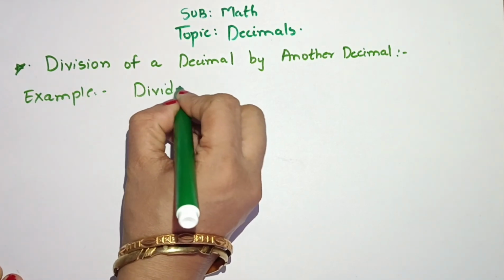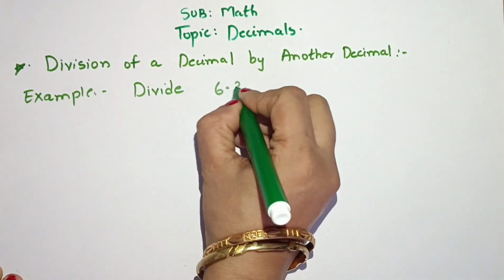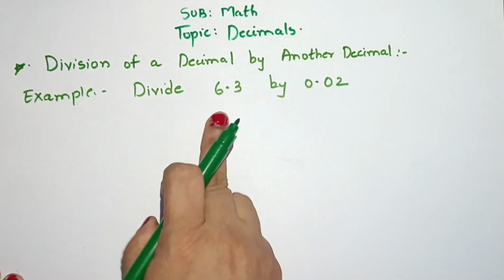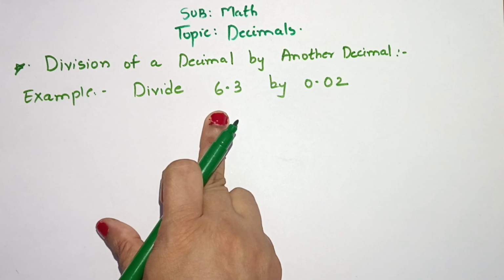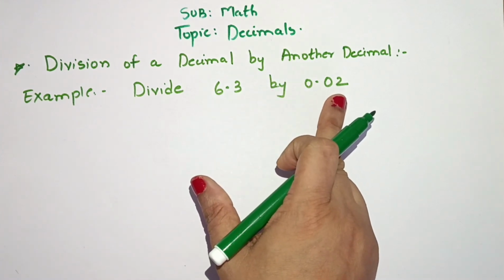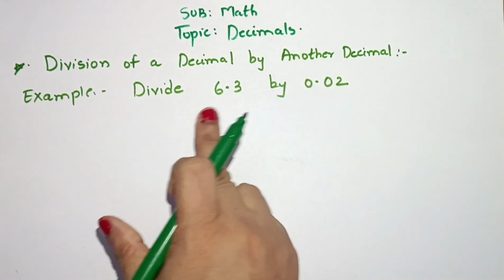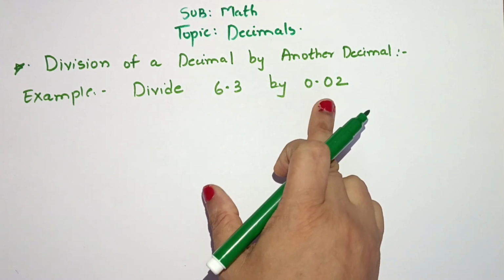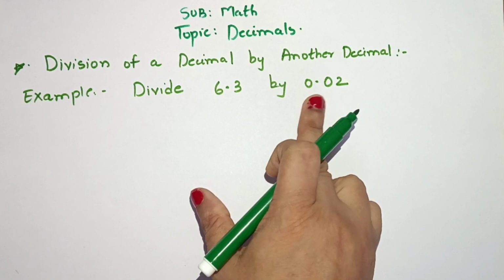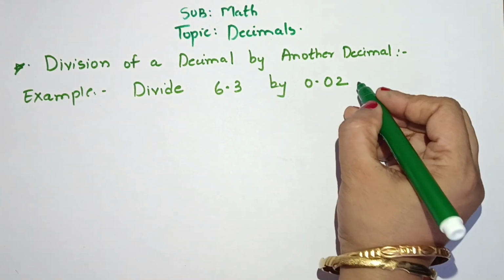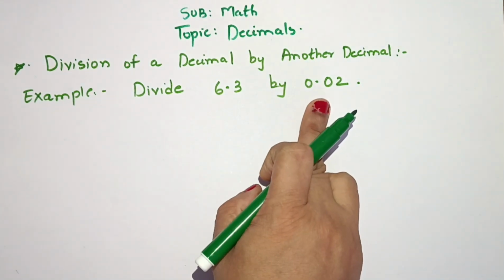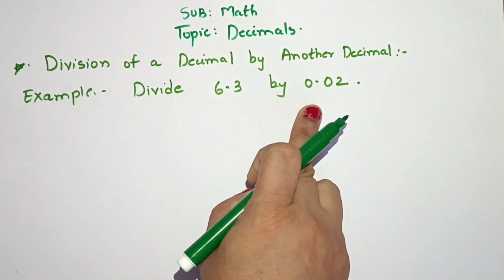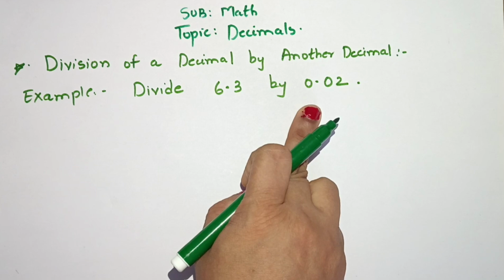Divide 6.3 by 0.02. 6.3 is the dividend and 0.02 is the divisor. Here you have to get rid of the decimal point of the divisor. You have to remove the decimal point of the divisor, make the divisor a whole number, and then we can divide accordingly. So let us see how to do it.